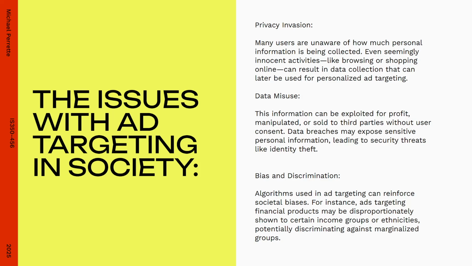Let's say there's some kind of hacker or some person with poor intentions. If they gain a hold of your personal information, they could possibly use that information to do something even worse. And then bias and discrimination. We know from our discussions that these advertisements are based on an algorithm, and the algorithm is not going to be completely neutral. It's going to have bias contained within it, and it might discriminate against some marginalized groups and people. So, not the best thing.